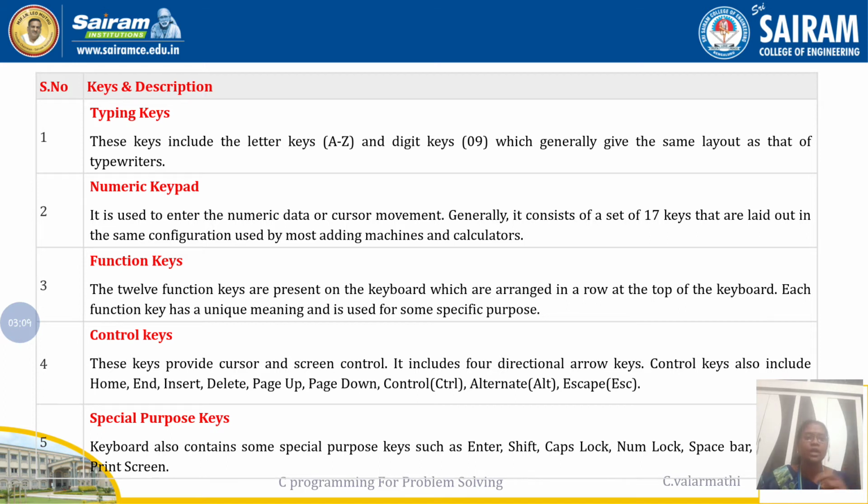And then control keys are nothing but, if you are playing games, the up arrow button, down arrow button, left arrow button and right arrow button, and then escape, alternate keys, control keys, and then shift button and space bar button. So these kinds of keys are called control keys. And then what are the special purpose keys?